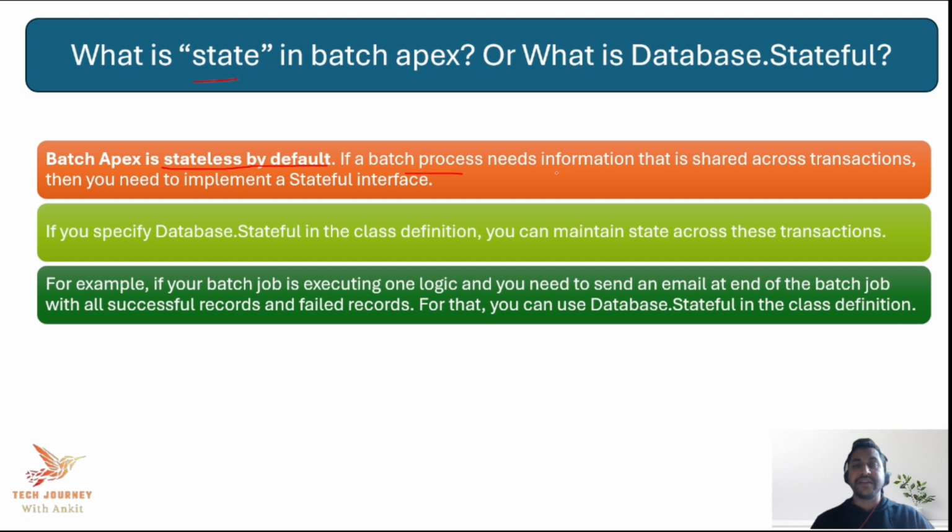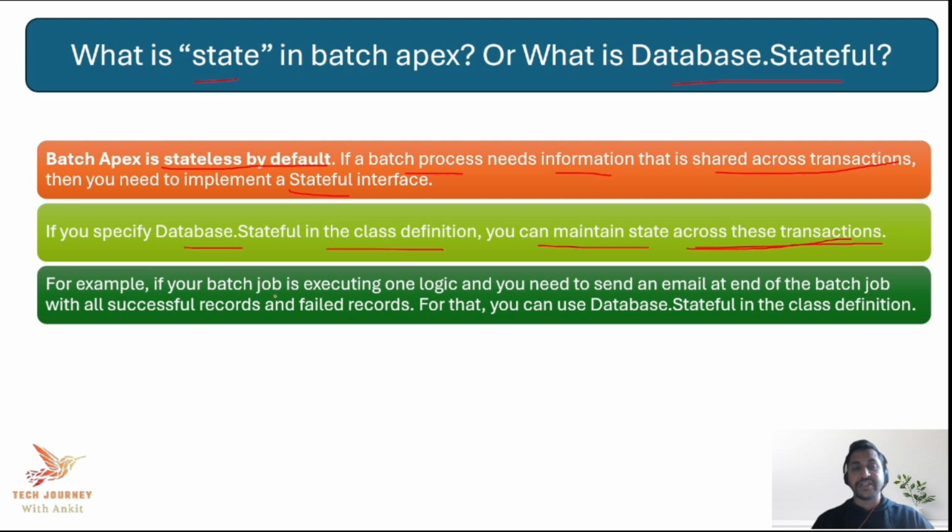If a batch process needs information that is shared across transactions, then you have to use the stateful interface. By default, it is stateless. Stateless means the information that you have processed in the previous batch is not carried forward to the next batch. If you have to make sure that the information is shared across multiple transactions, then go and use the Database.Stateful interface. If you specify Database.Stateful in the class definition, you can maintain the state across transactions.